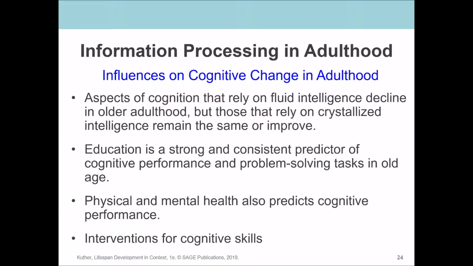Now, just wrapping up here regarding the influences on cognitive change in adulthood. Aspects of cognition that rely on fluid intelligence decline in older age, but crystallized intelligence remains the same or improves. Education is super important. It's a very strong predictor of cognitive performance and problem solving throughout the lifespan. Physical and mental health, being in good health, not just in terms of nutrition and exercise, but also mental health, like avoiding significant problems like depression and anxiety, predicts cognitive performance.